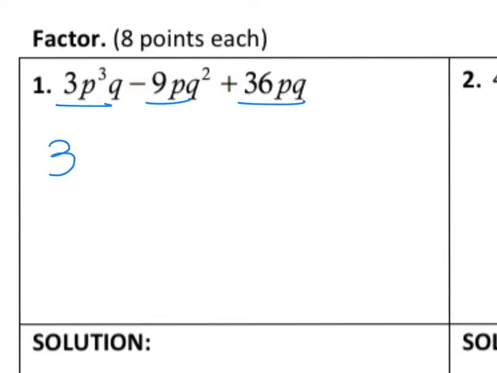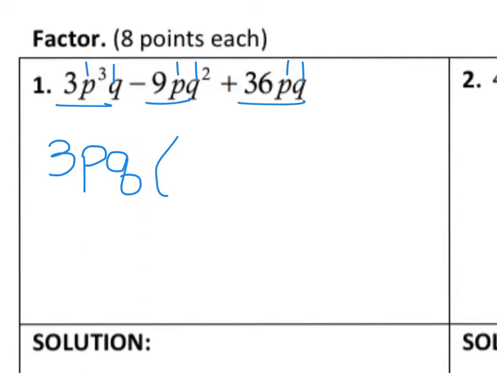And now let's look and see if they have any letters that they also have in common. So I see this one has a P, this one has a P, and this one has a P. And so they have at least one P in common. And I see that this term has a Q, this term has 2 Qs, and this term has 1 Q, so they have at least 1 Q in common. And then we're going to divide each term by 3PQ.